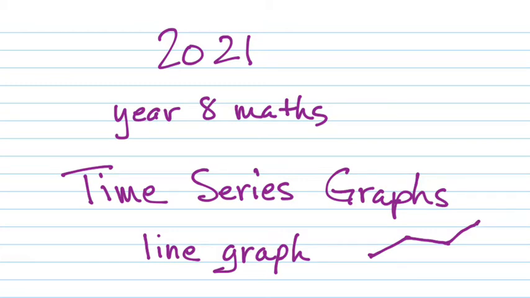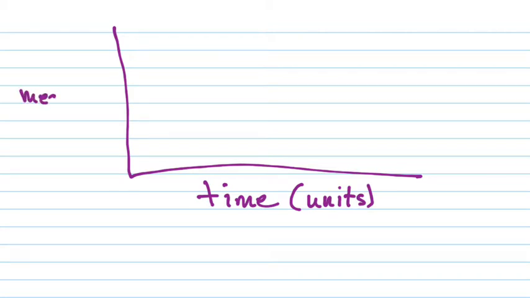Okay, so what we're going to do is talk about the features of these, and talk about how to create them and how to look at them and read information from them. They're called time series graphs because the scale on the bottom is always going to be some measure of time. And in order to make a time series graph, you must include the units. Then on the other axis, how you're going up, is just going to be whatever it is you're measuring.